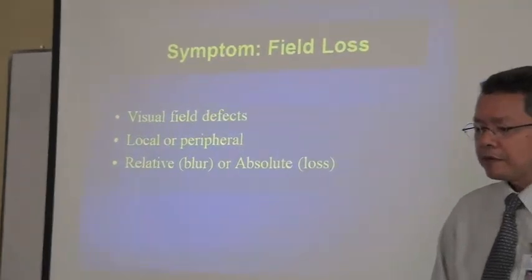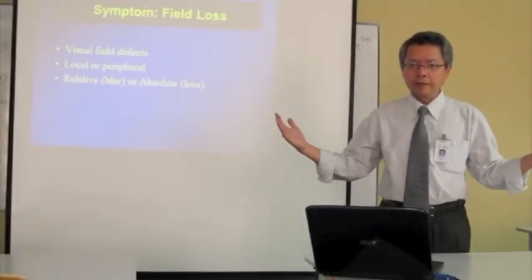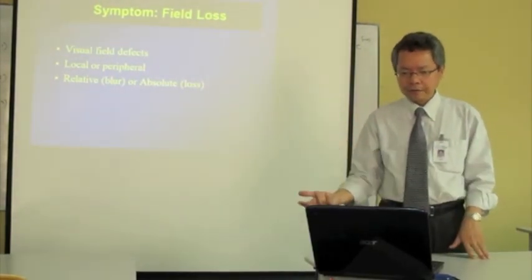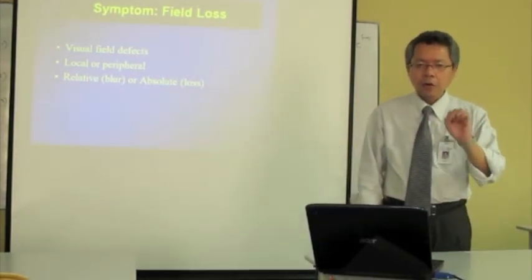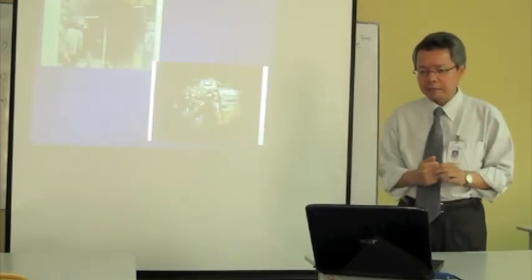Secondly, people can have field loss, so they may not be able to see on the side, and they can see in the front. So it can be local or peripheral. It can be just a blur or absolute loss. I can try and simulate this by showing you some of the slides.